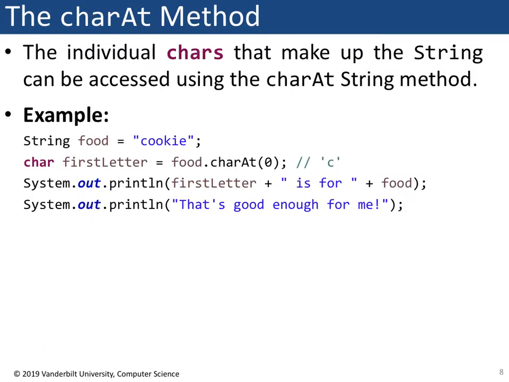So let's say that we wanted to access a specific character in a string. So we have the word cookie, and we have it stored in a string type variable called food.